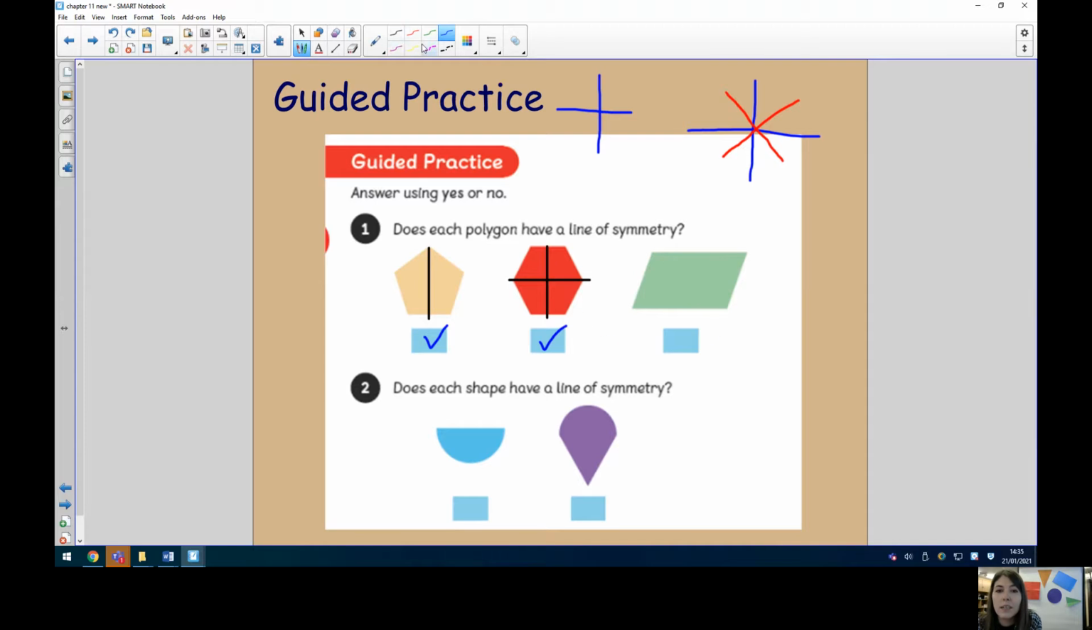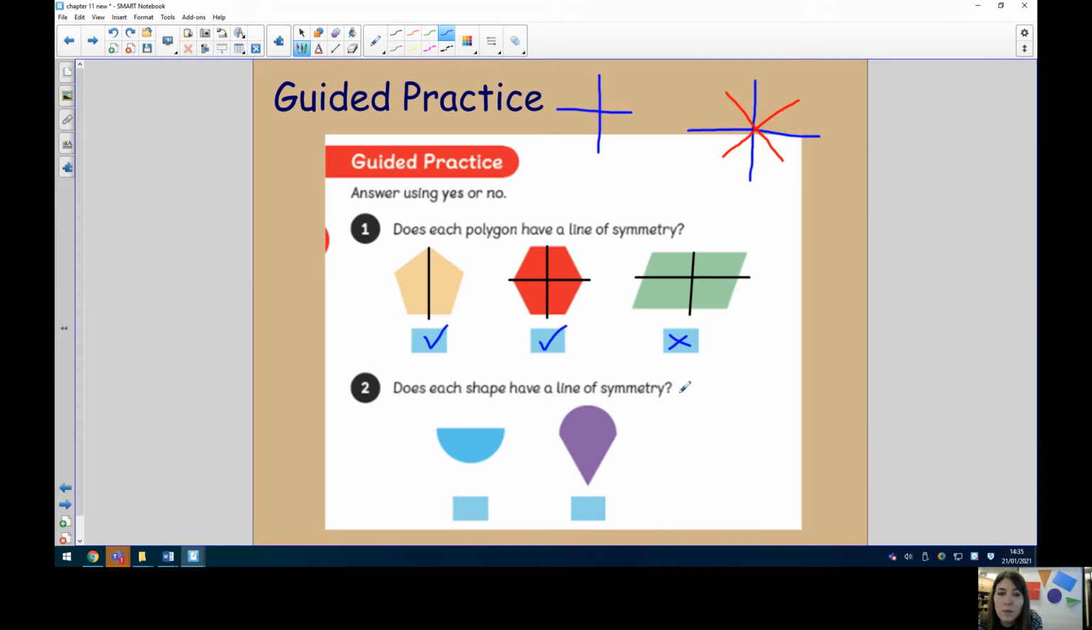Now looking at this last shape here, I really don't think if I was to draw a vertical line here that these two parts would look the same. And I don't think it works if I go this way either. So I'm going to say, no, this polygon does not have a line of symmetry.